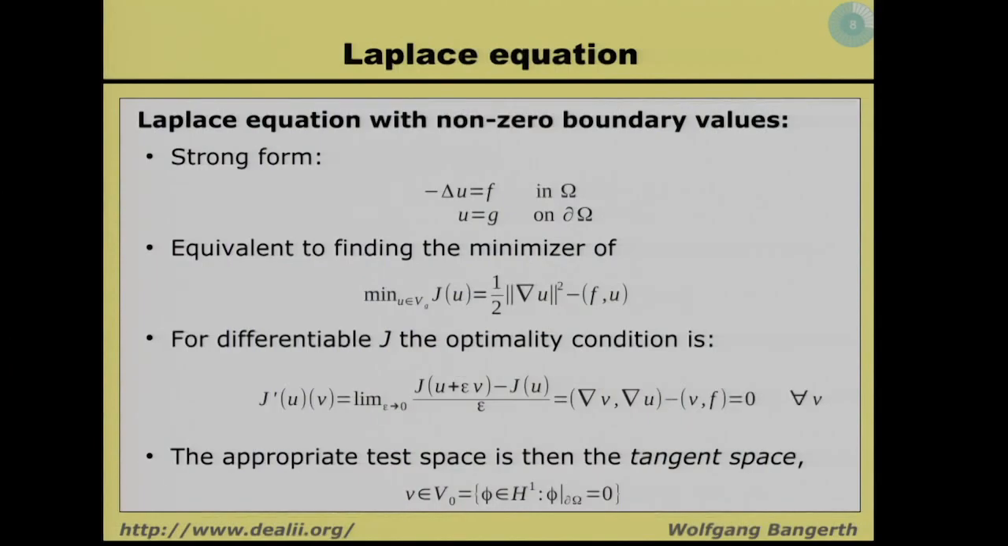If I reformulate this some more, then for differentiable J's, and this functional J is differentiable, I can rewrite this as follows: the optimality condition is that J prime equals 0. That means that if you minimize something, then the derivative must be 0, and the derivative is defined as this. If you formulate this out and take the limit, then you will find that this is exactly equal to grad v times grad u minus v times f equals 0 for all v, and these v's are exactly those perturbations of this displacement field u that have the correct boundary values.